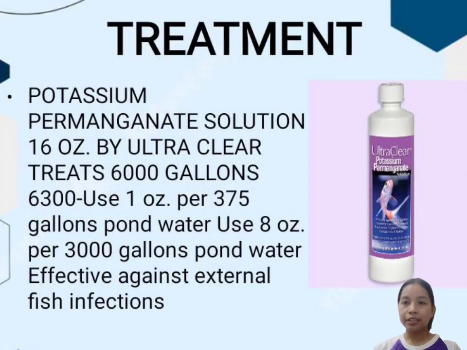tuberculosis. Treatment of Mycobacterium tuberculosis is a potassium permanganate solution. 16 ounce by Ultra Clear treats 6,000 gallons. Use 1 ounce per 375 gallons of pond water. Use 8 ounce per 3,000 gallons of pond water, effective against external fish infections.